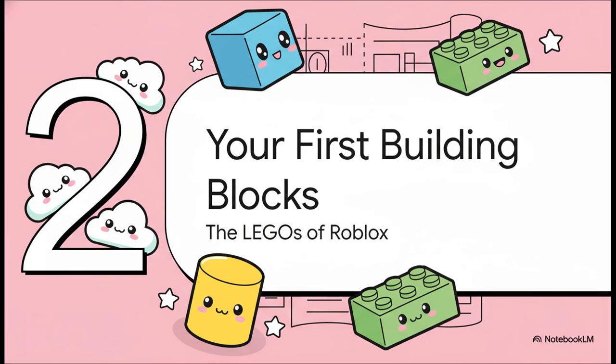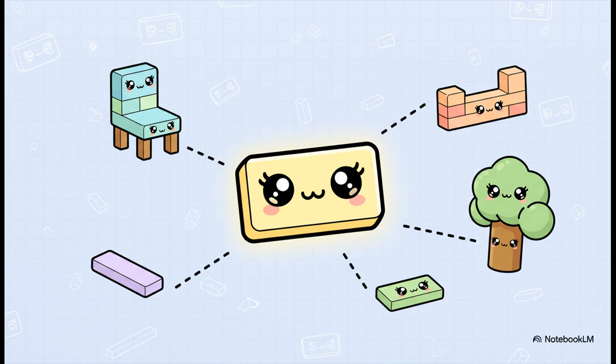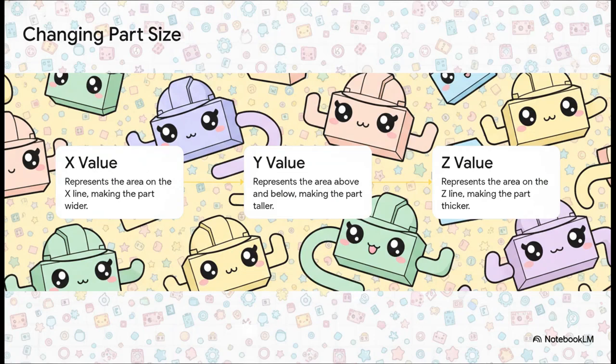Okay, so we've got our blueprints, but what are we actually building with? Let's talk about the Legos of Roblox, the most basic, fundamental building block you'll ever use. Get this, every single thing, every wall, every floor, every chair, every tree, it all starts as a simple thing called a part. Seriously, just think of parts as virtual Lego bricks. You can stretch them, you can shrink them, and you can connect them together to build absolutely anything you can imagine.